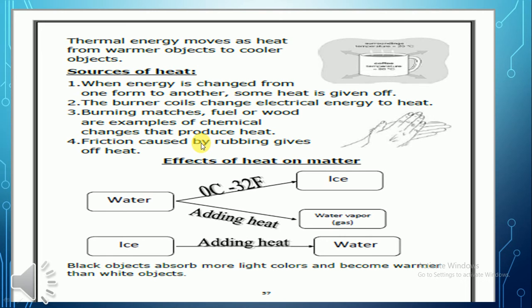Friction caused by rubbing gives heat. If you rub your hands together, you can feel it's hot. So friction caused by rubbing gives heat.